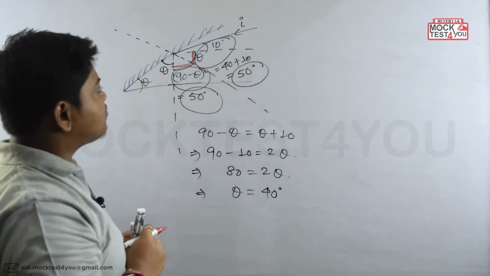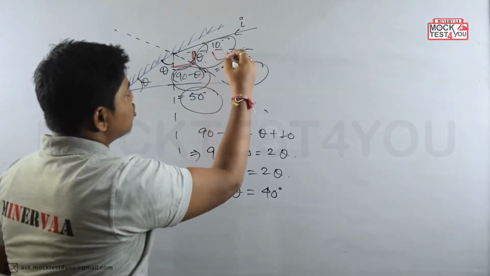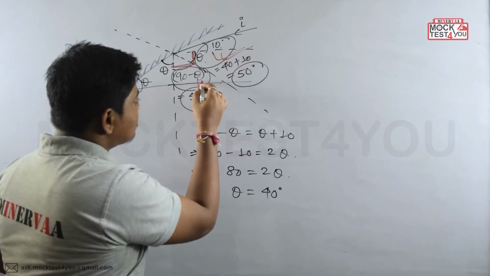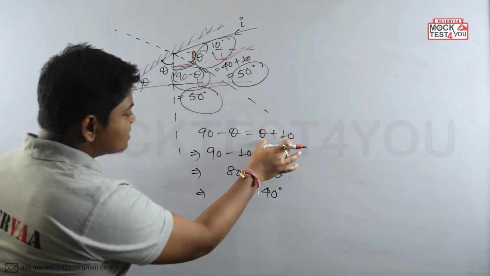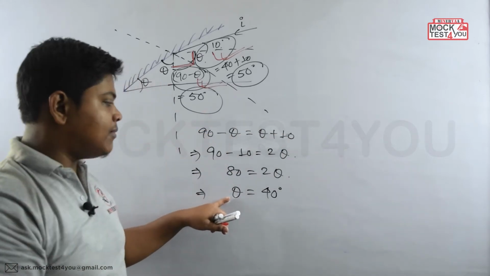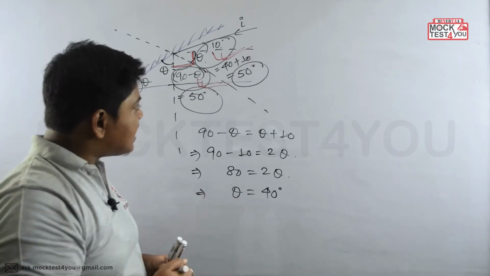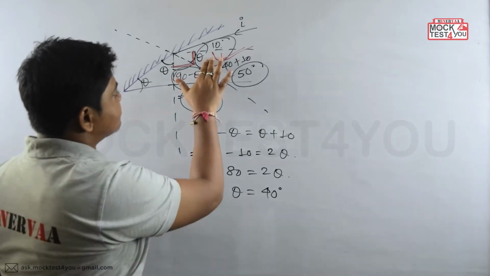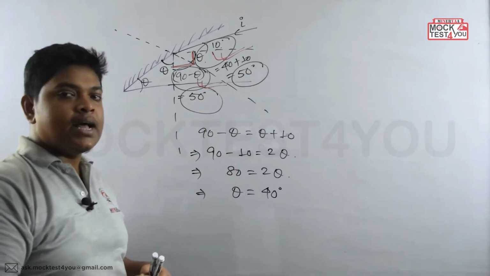So what we have done is add 10 plus theta, that is the total incident angle, which is equal to the total reflected angle, 90 minus theta. So 10 plus theta equals 90 minus theta, and after solving we get theta equal to 40 degrees. Now if theta is 40 degrees, we substitute the value, and the incident angle and the reflected angle both have the same value.